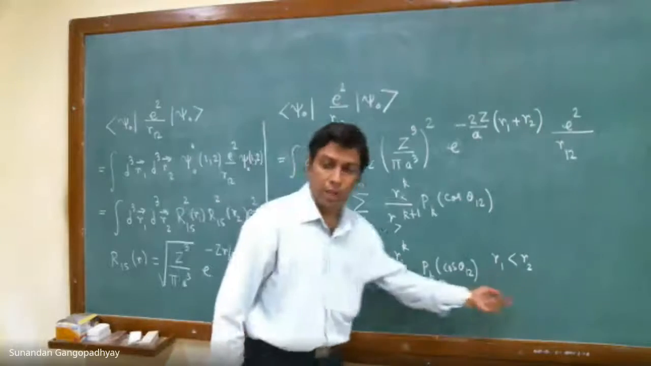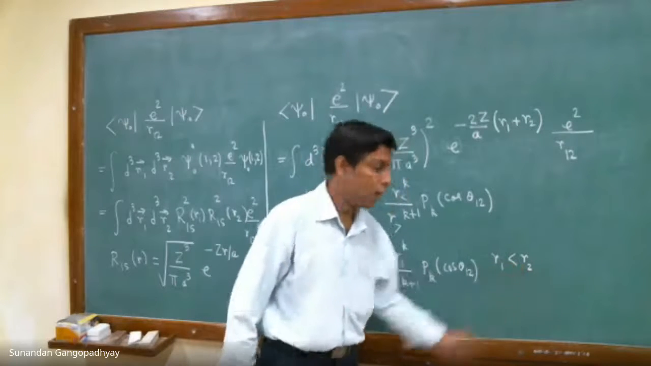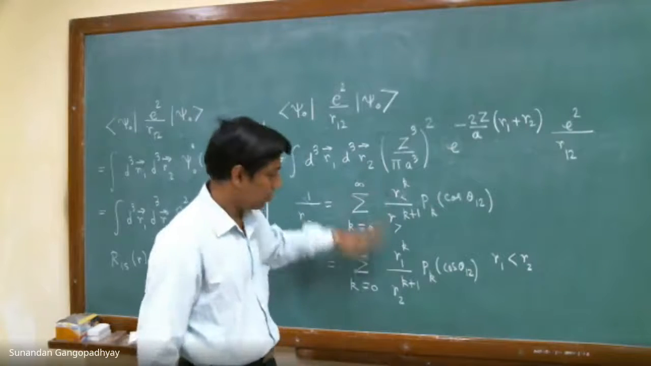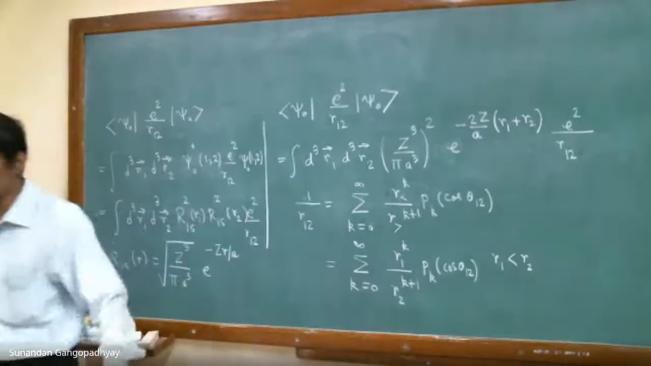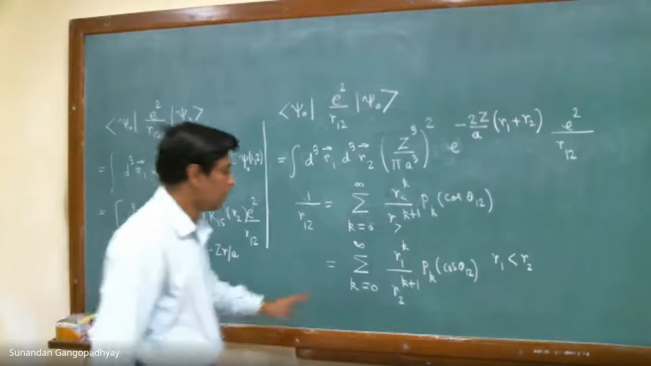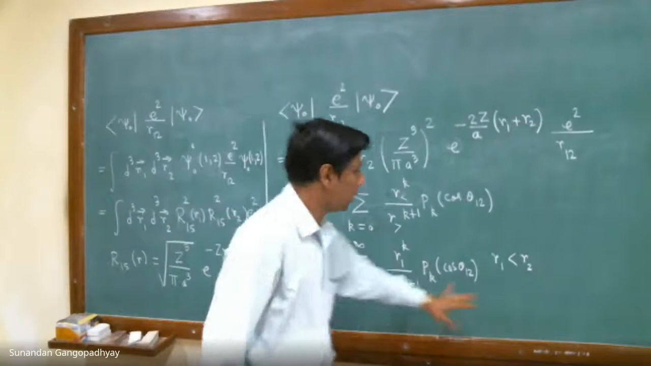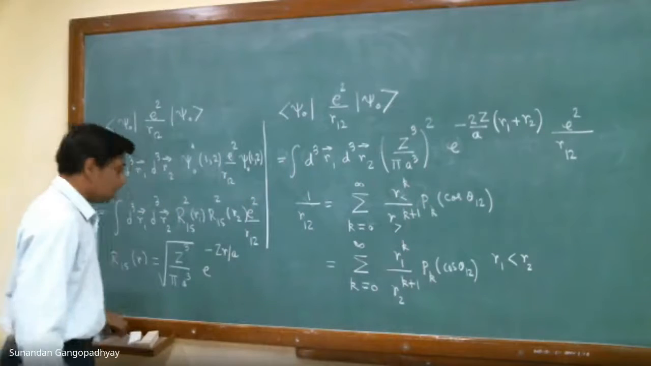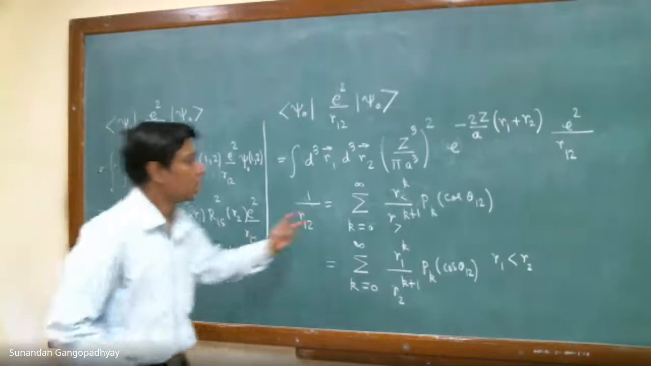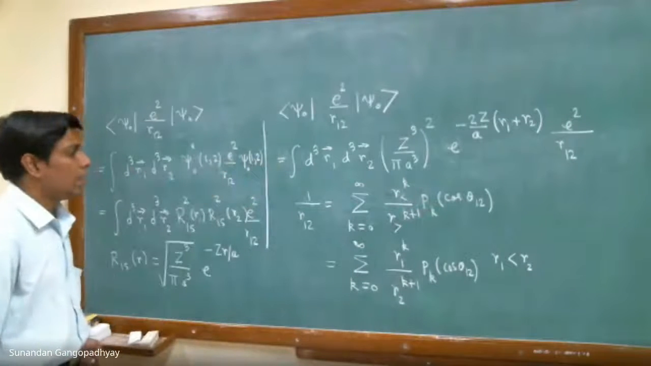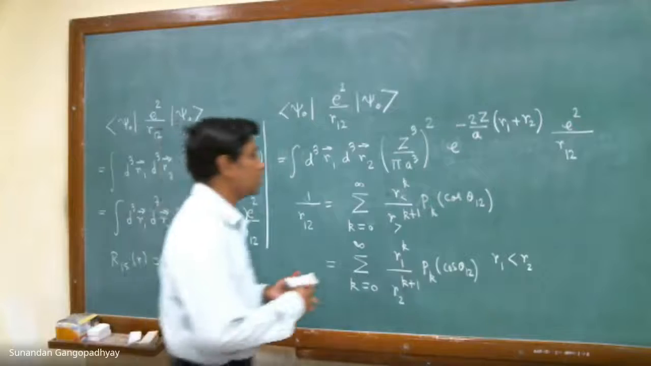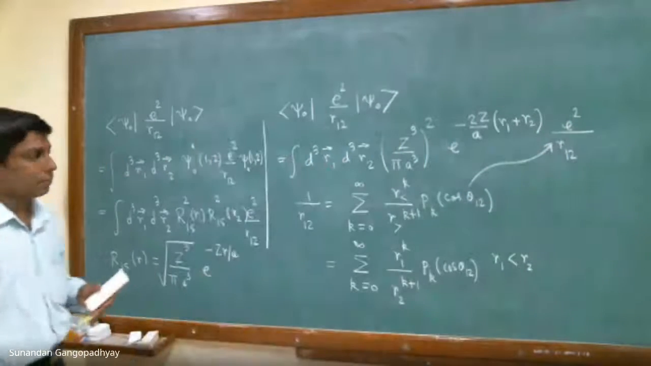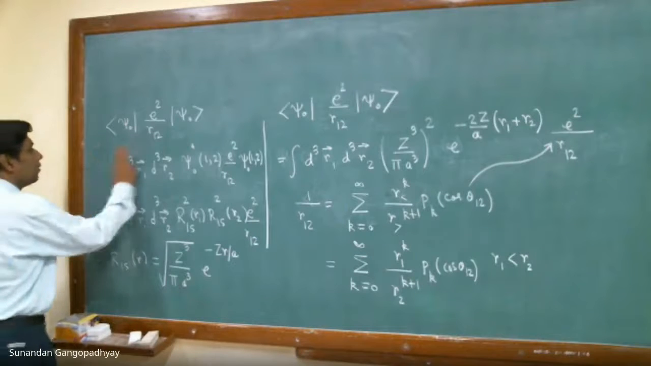And similarly for the other case, when r2 is less than r1, r less is r2 and r greater is r1. So you can write the corresponding expression for 1 by r12 when r2 is less than r1, just appropriately. So this is a nice way of writing the expression. And what we now do is we just plug this thing, we just put it here. So let us do that.